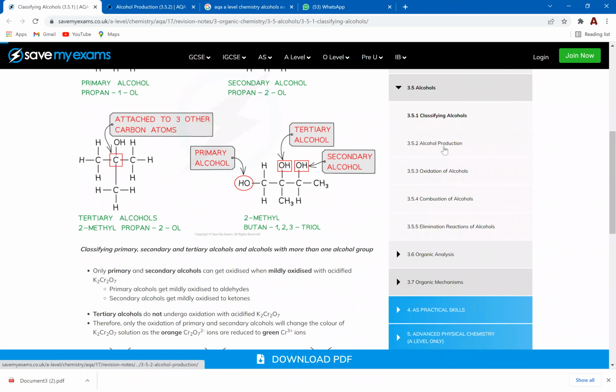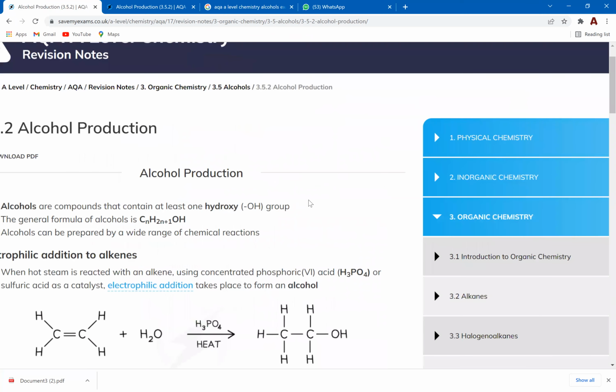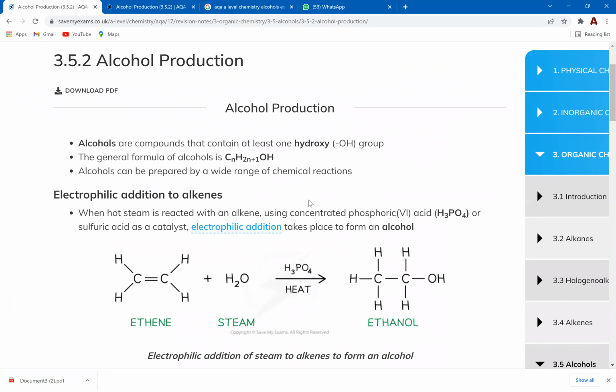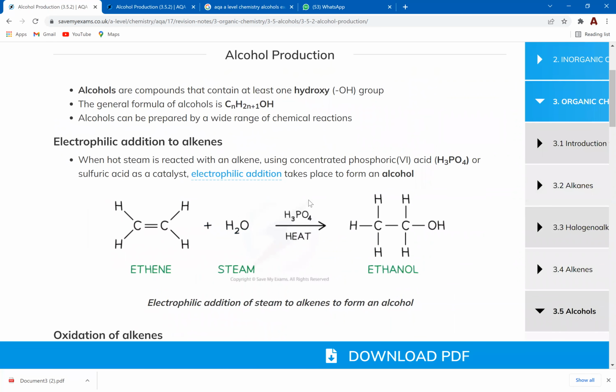Before coming on to the oxidation, let's look at how to produce alcohols in the first place. The first reaction for production of alcohols is electrophilic addition of alkenes. We've already talked about these reactions before. When an alkene reacts with steam, H2O, it produces an alcohol, a hydroxyl group, because the H2O breaks down into OH and H positive. The OH negative, the hydroxyl group, gets attached onto the remaining compound, producing an alcohol.